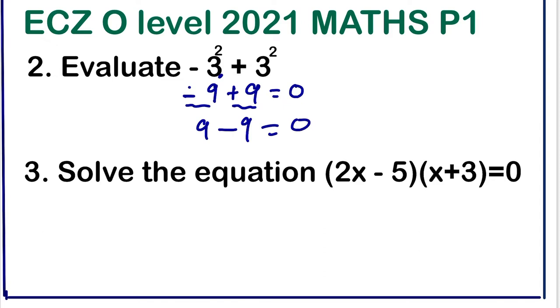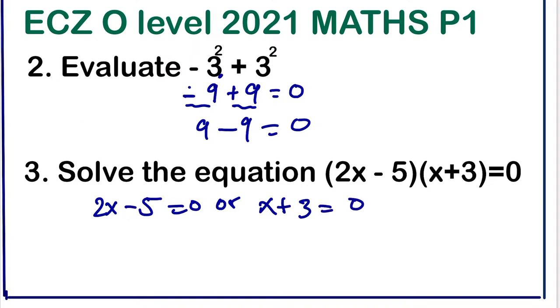So the next question: solve the equation. This is a quadratic equation. It needs to be solved to be equal to 0. A quadratic equation generally has two solutions most often. So in this case, we realize that we can have two solutions. To solve this, we have to solve 2x minus 5 equal to 0, or x plus 3 equals 0.